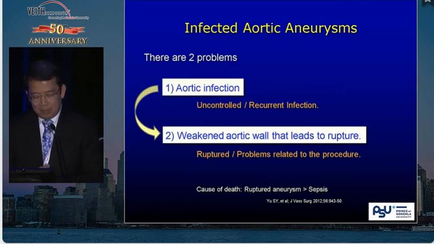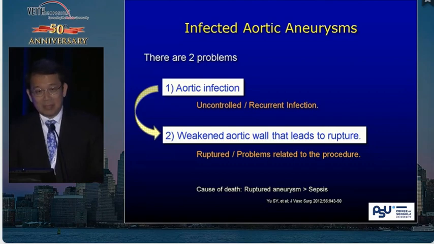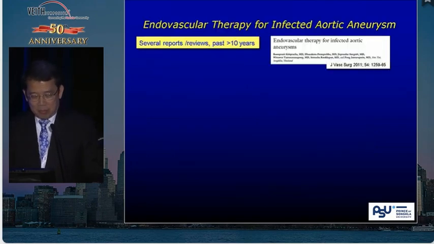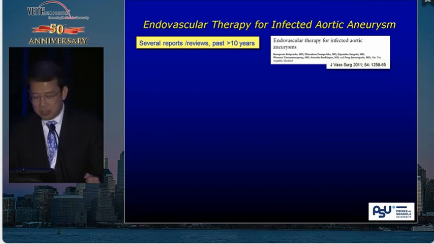Disclosure. Patients with infected aortic aneurysms have at least two problems. Infection of the aorta, leading to a weakened aortic wall that may eventually rupture. We reported our early experience in 2011, 12 years ago.